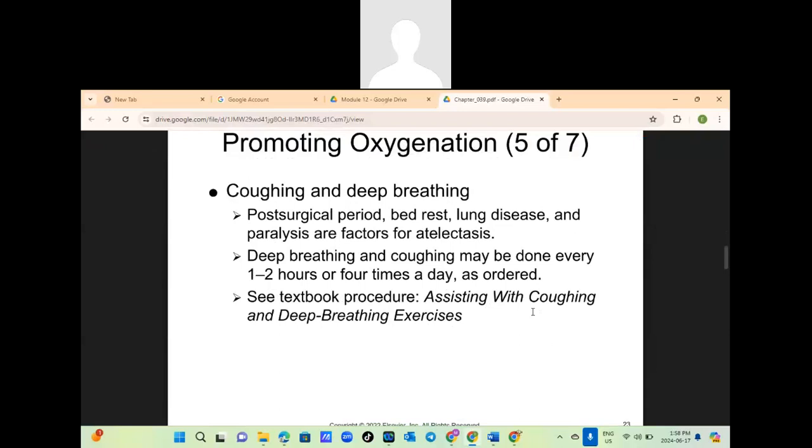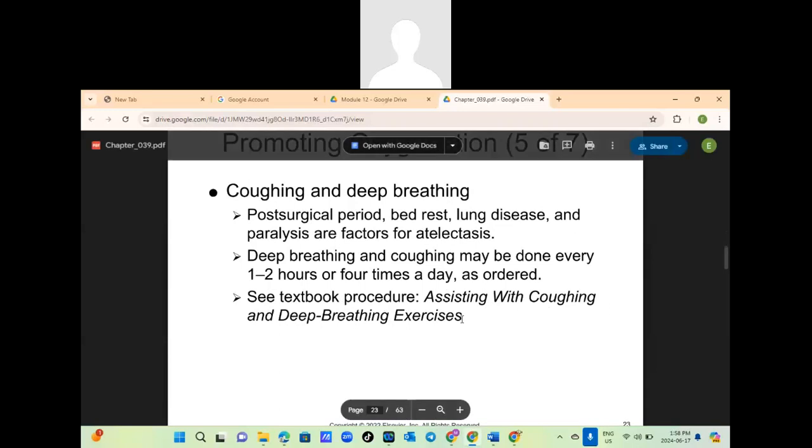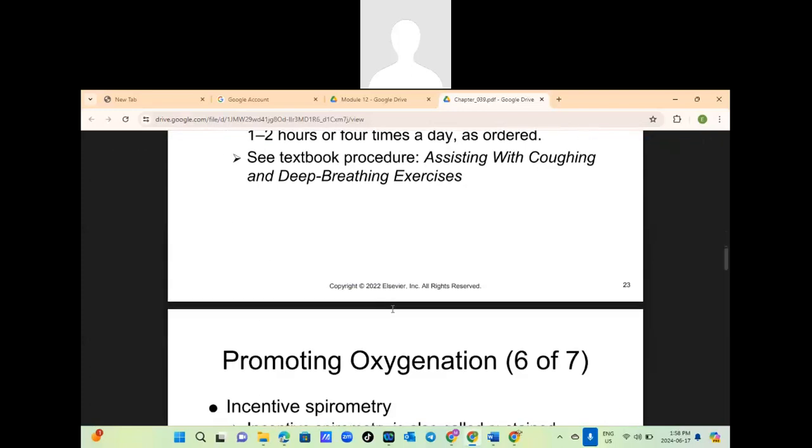Atelectasis. Deep breathing and coughing may be done every 1 to 2 hours or 4 times a day, as ordered by the physician. Please read your book, chapter 39, page 936, assisting with coughing and deep breathing exercises. Pretty much this is the procedure in helping.